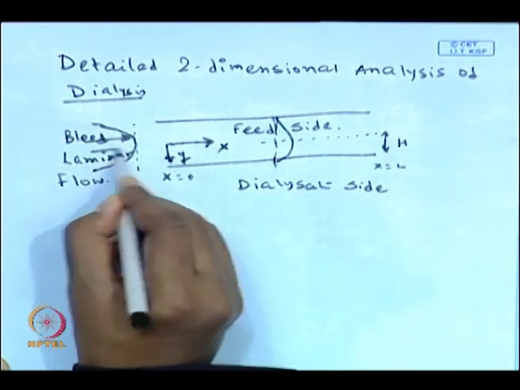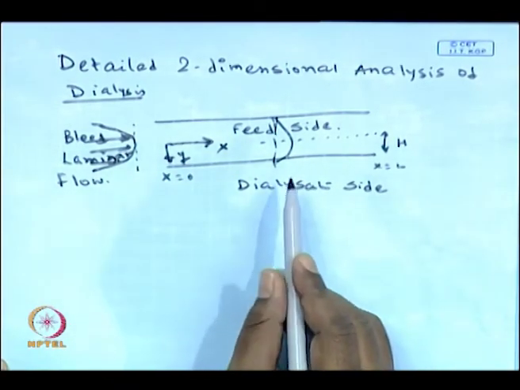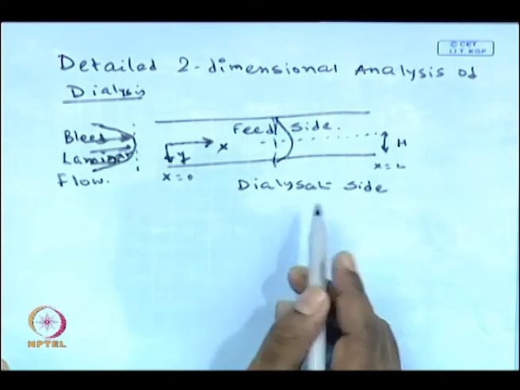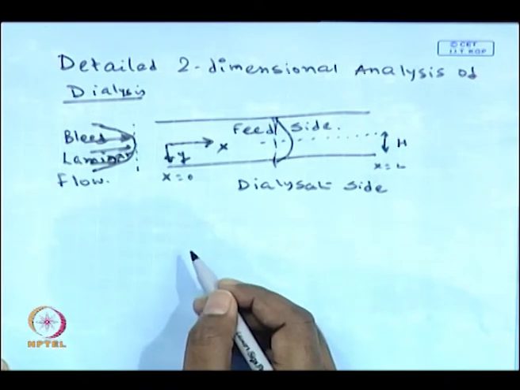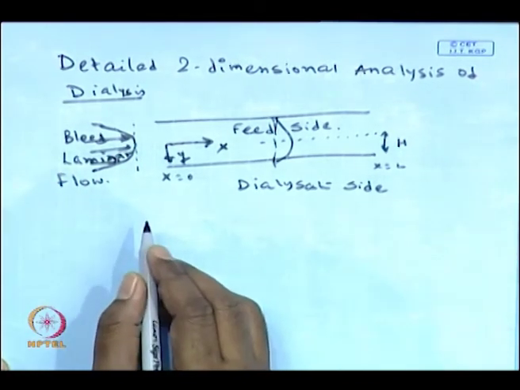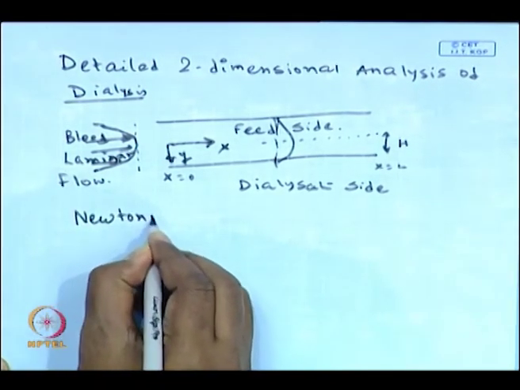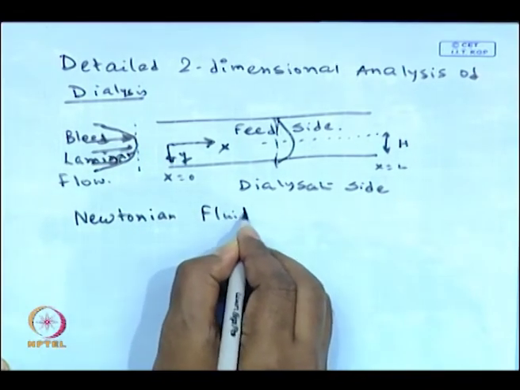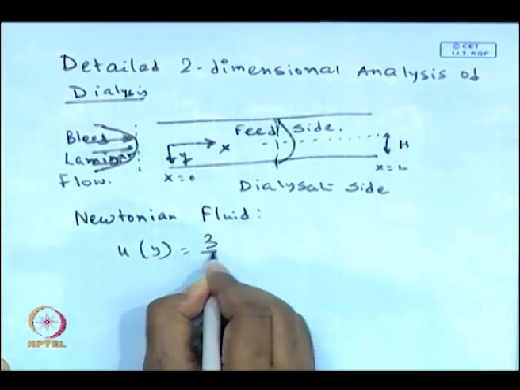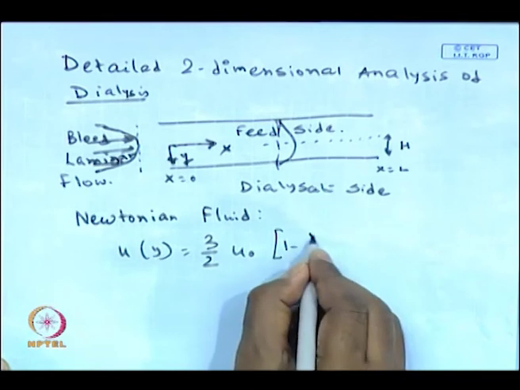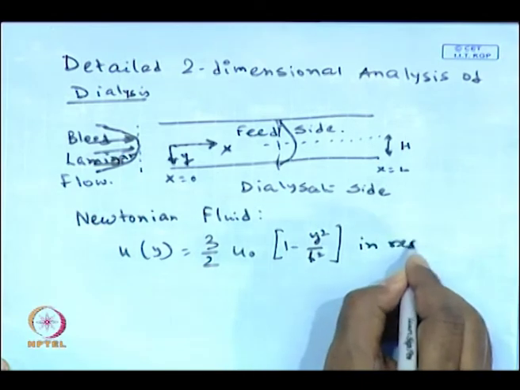So, in the earlier case we have considered the velocity profile is flat and the concentration profile is also flat. So, this is a typical dialysis concentration and velocity profile in a rectangular geometry in a dialysis system. For a Newtonian fluid, the velocity profile becomes u(y) = (3/2) u naught (1 - y square by h square). That is the profile of the velocity in a rectangular channel.